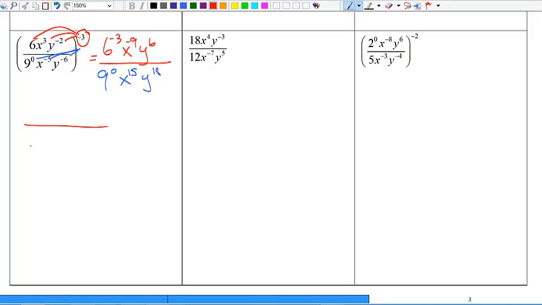So we have 6 to the negative 3 is negative, so it goes downstairs. X to the negative 9 was upstairs. It's not happy living there, so you're going to move it. And y to the 6 was happy upstairs, so you're going to leave it upstairs.